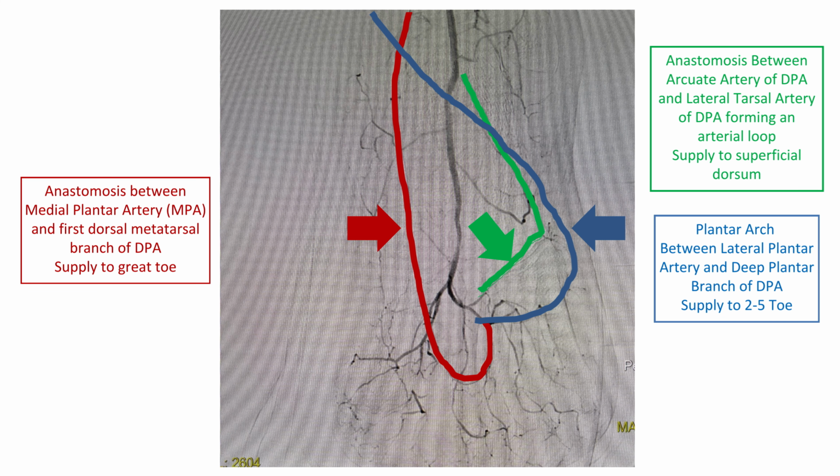Again, this is the expected location of these collateral networks on the anterior posterior projection and the corresponding DSA image. Like seen in the earlier anatomical image as well, the one in green is the anastomosis between the arcuate artery and the lateral tarsal artery. The one in red is the supply to the great toe between the medial plantar artery and the first dorsal metatarsal artery. And the one in blue is the plantar arch between the lateral plantar artery and the deep plantar branch of the dorsalis pedis artery, supplying the second to fifth toe.